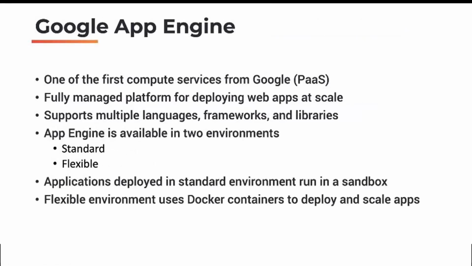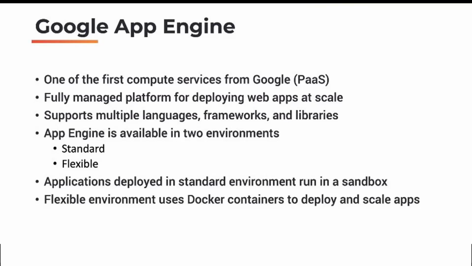App Engine is one of the first compute services from Google. It's a platform as a service, a fully managed platform for deploying web apps at scale, and it supports multiple languages. It comes in two environments, standard and flexible. Applications deployed in the standard environment run in a sandbox. Sandbox means its own set of environment at a virtual machine level or virtual instance level that's separated.